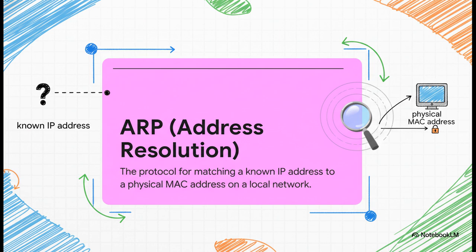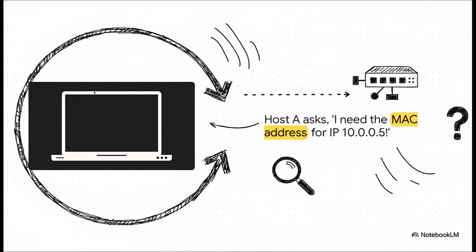And the solution to this is this really clever little process called ARP, which stands for Address Resolution Protocol. You can think of it as the network's own private directory. Its one and only job is to find the physical MAC address that matches a known IP address on the local network. So let's watch how this plays out.